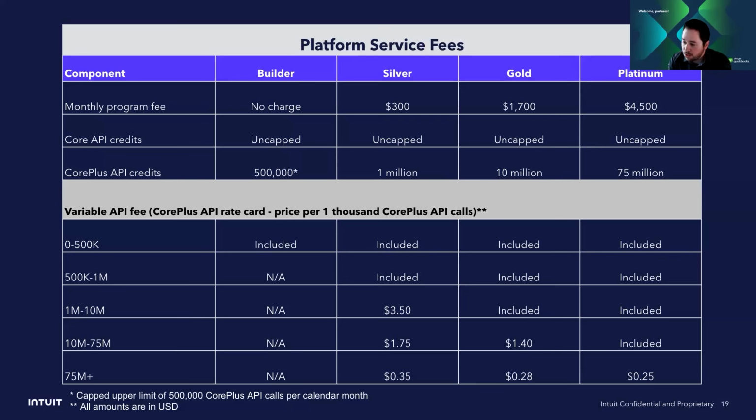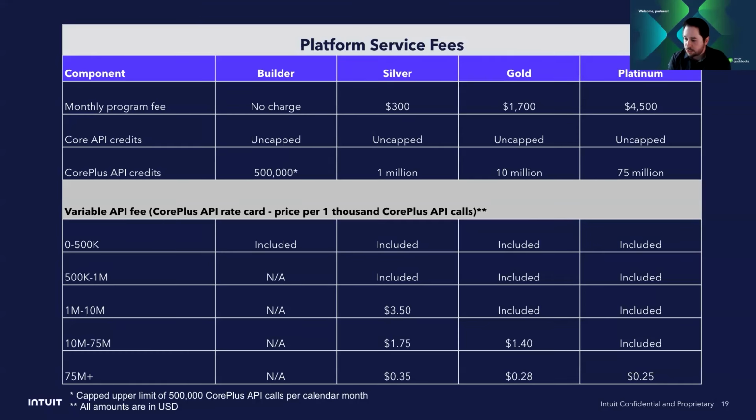These will be metered. They will be charged according to the applicable rate card. Now, this methodology also applies to both the Gold and Platinum tiers, with increasing levels of Core Plus API credits unlocked, as well as improved API rate cards.